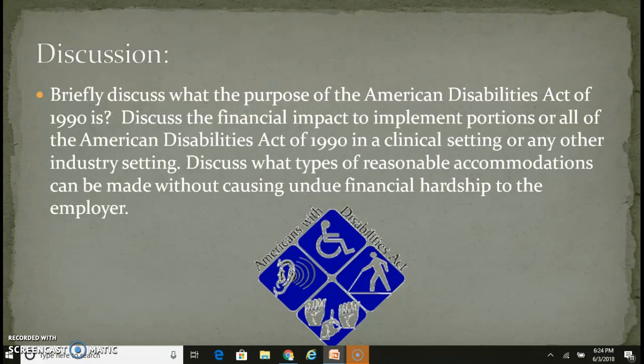I want you to discuss the financial impact to implement portions or all of the Americans with Disabilities Act of 1990 in a clinical setting or any other industry setting, and discuss what types of reasonable accommodations can be made without causing undue financial hardship to the employer.